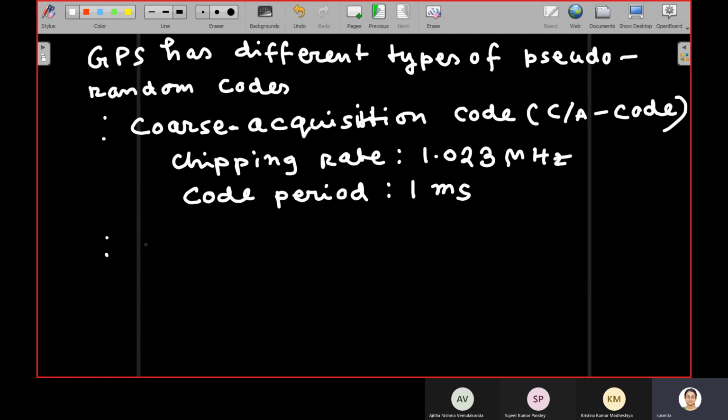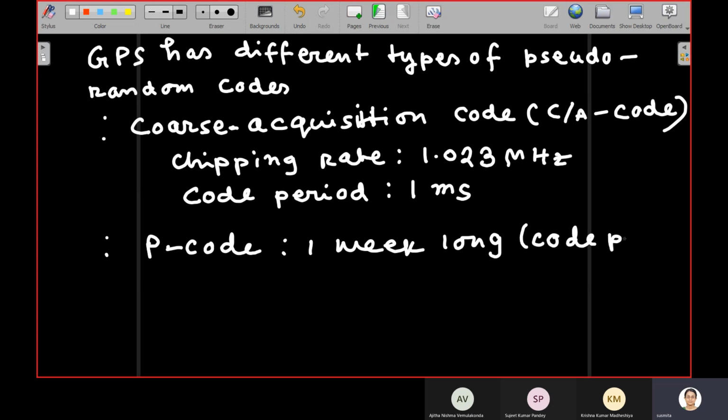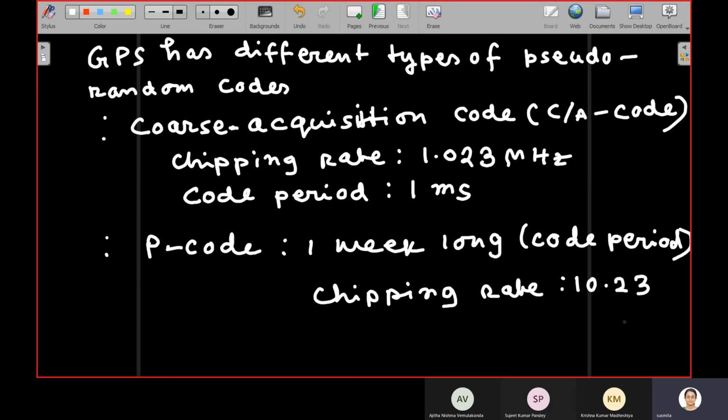Then there is another one called P code. This is 1 week long, meaning this is the code period. Chipping rate is 10.23 megahertz.